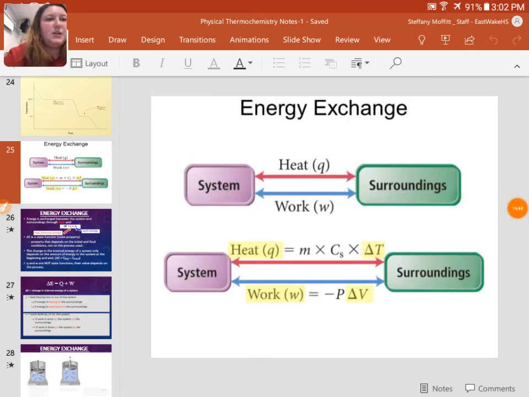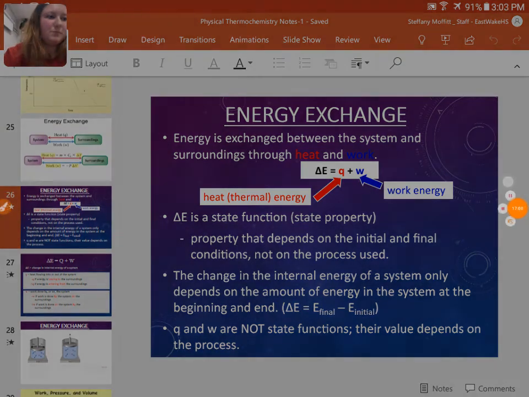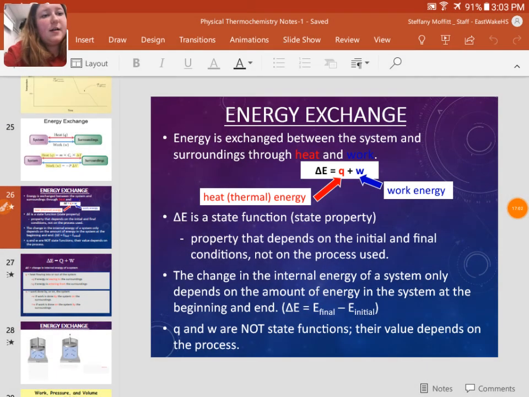With the energy exchange, heat and work are just flip-flopping between the system and the surroundings, and you can use the equations there to figure out which way it's going. So here, delta E, E is your energy. Energy is exchanged between the system and the surroundings through heat and work. So we have heat energy and we have work energy. Q is heat, W is work.